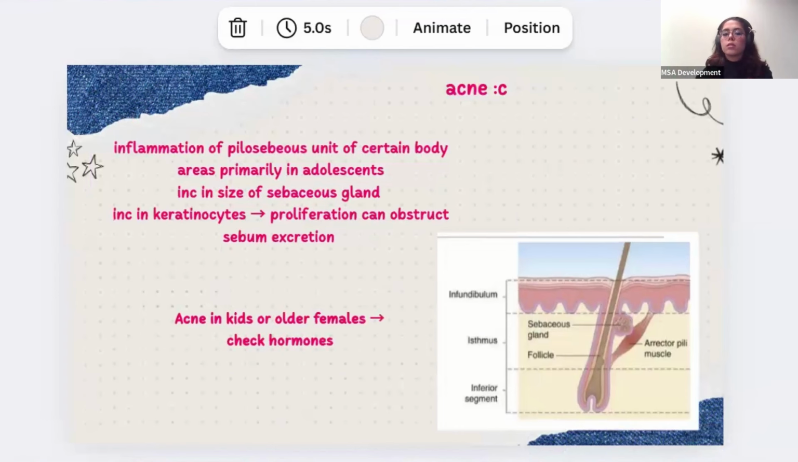Now we're going to talk about acne. Most of you have probably had your fair share of acne. Whoever hasn't, I'm jealous of you. But we've seen it, we know a thing or two about it. It's not that big of a deal.